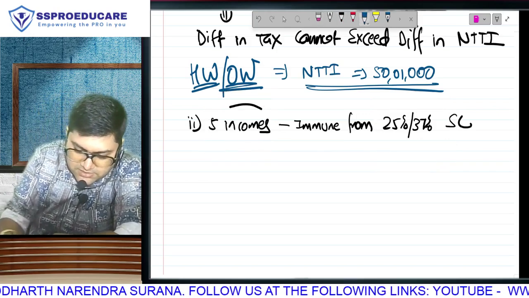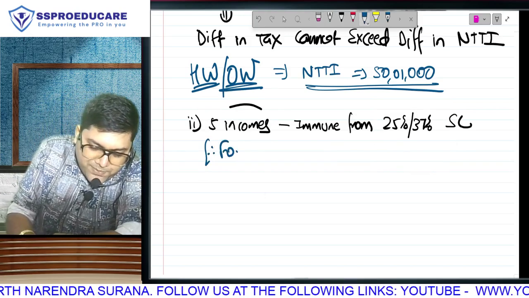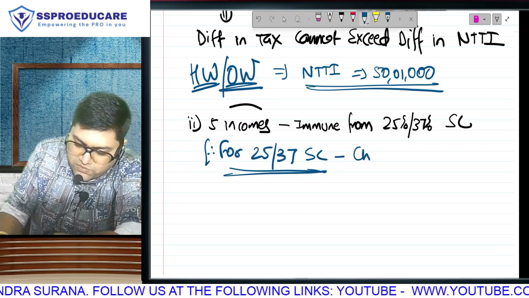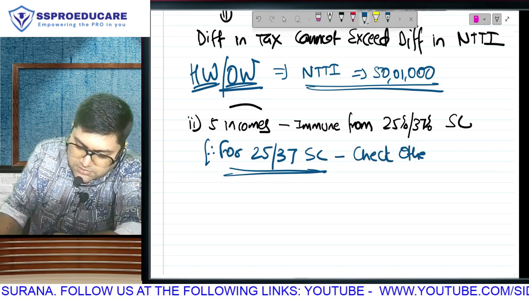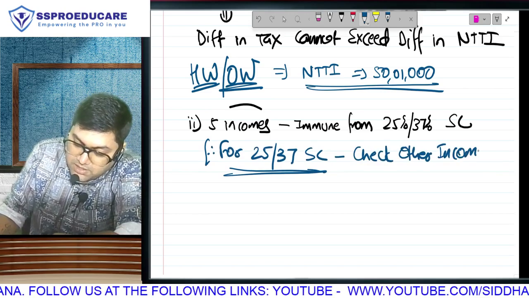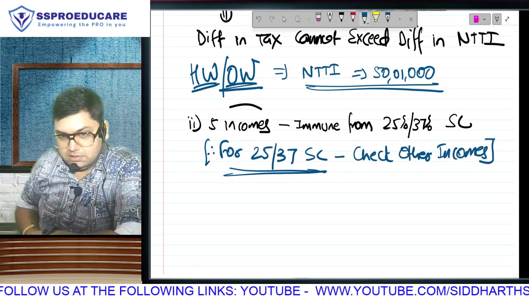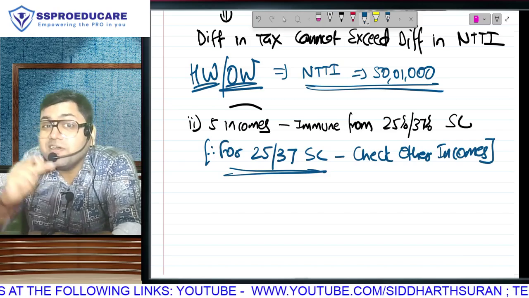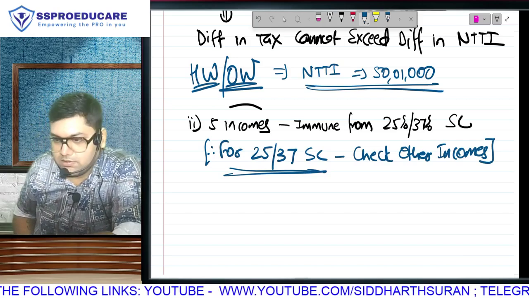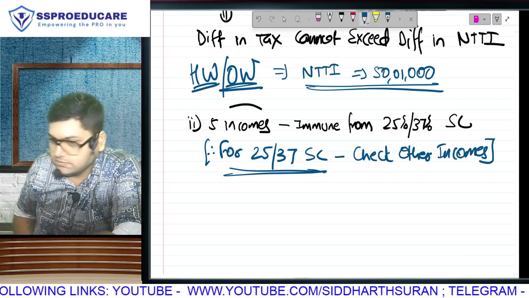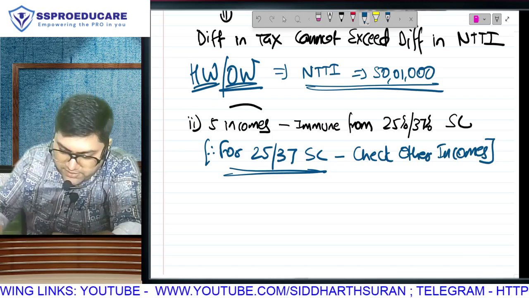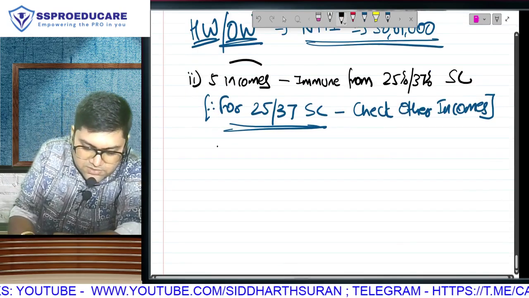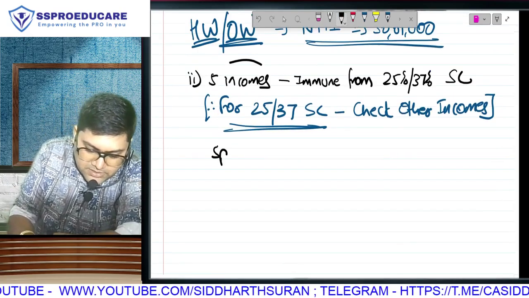In other words, for applying 25 and 37 surcharge, you will have to check your other incomes. The other income figure should be more than 2 crore. 25 comes only after 2 crore. So the other income figure should be more than 2 crore. Are you with me? Wait. This is a little complicated. So let me first tell you what are those 5 incomes. The special incomes.